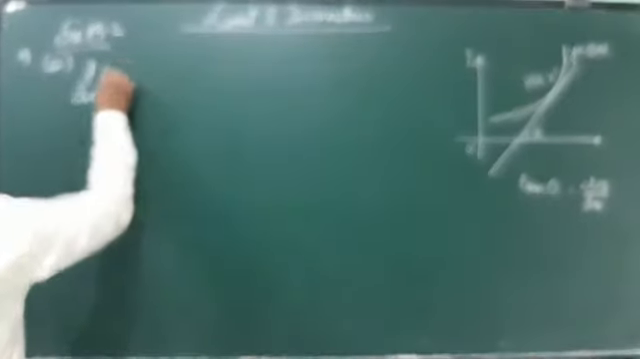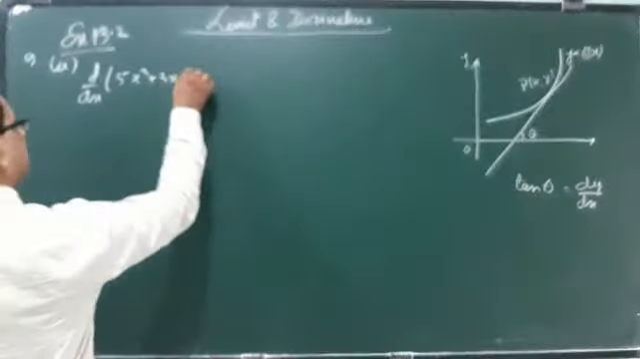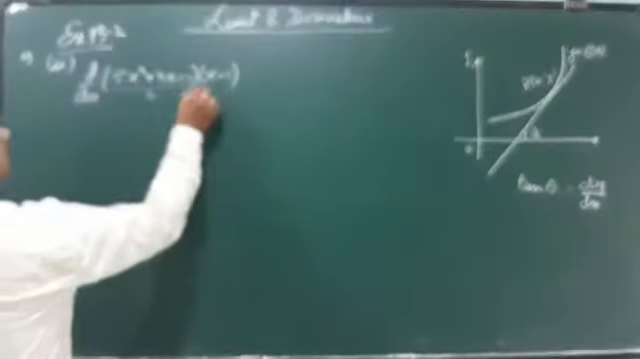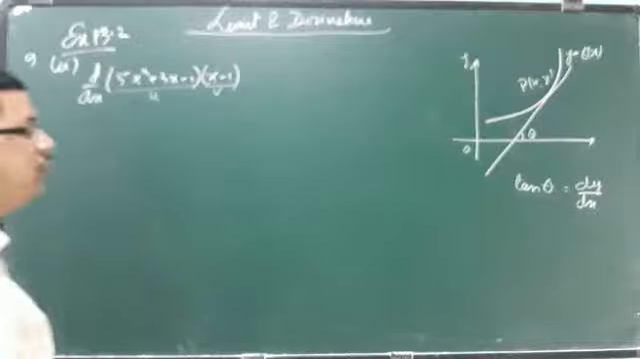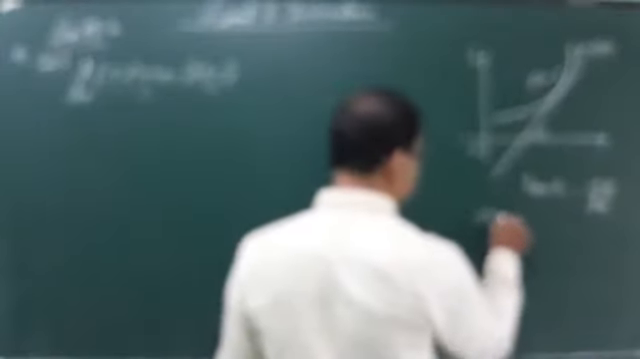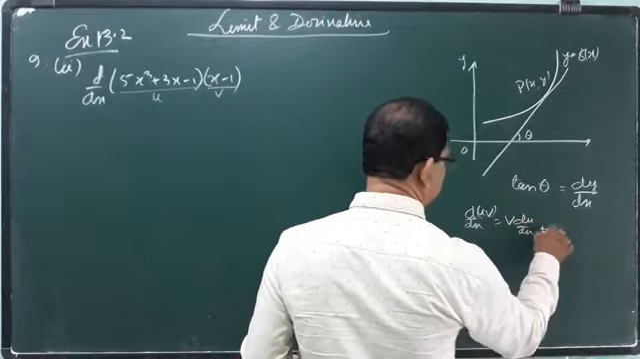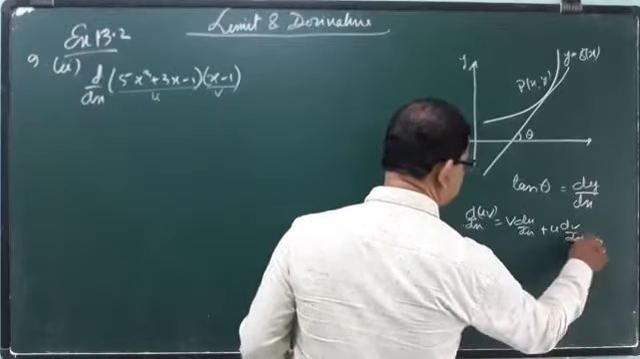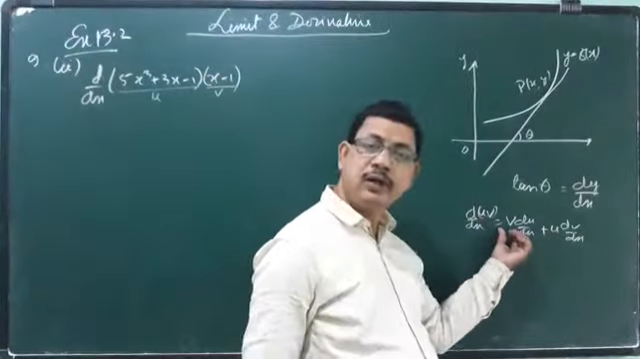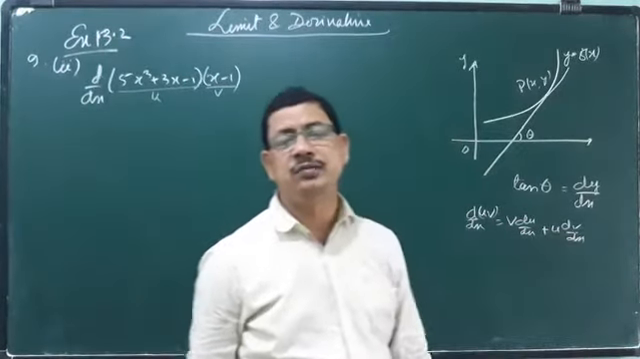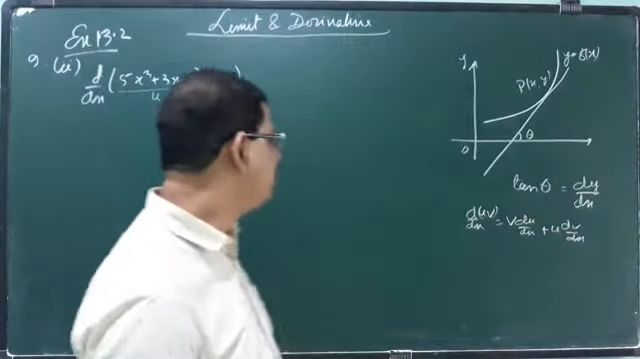Differentiation of (5x cubed plus 5x minus 1) into (x minus 1). I may have given this one as homework, now I am going to do this one. If we take this one as variable u, this one as v, then we have one formula. Derivative of u into v with respect to x is v du/dx plus u dv/dx. That is, keep the second one alone and differentiate u with respect to x, keep u alone and differentiate v with respect to x.